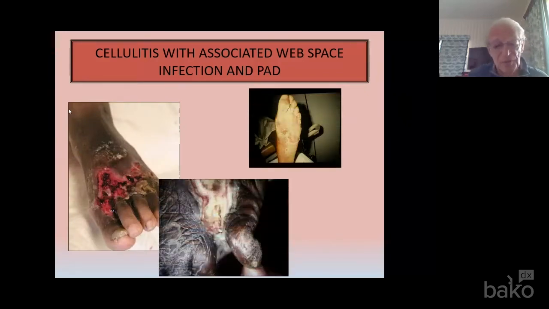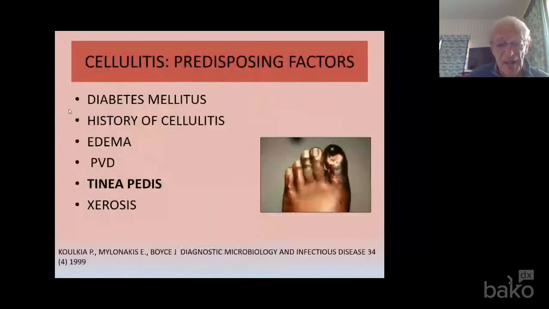So here are some patients from my own practice that developed rather significant breakdown, infection, and complications that began as toe web space infections. If we look at the diabetic patient, for example, and we look at predisposing factors for cellulitis, tinea pedis and xerosis are included as common causes. And I might point out, and I'm going to point out to you later, that many of the patients we diagnose as having xerotic skin actually have tinea pedis that's misdiagnosed as dry skin or xerotic skin or whatever term you're using.